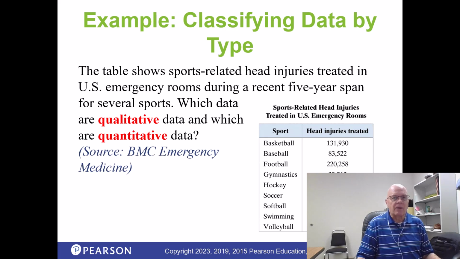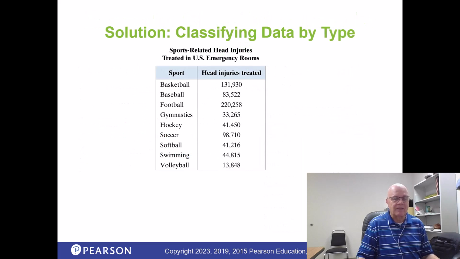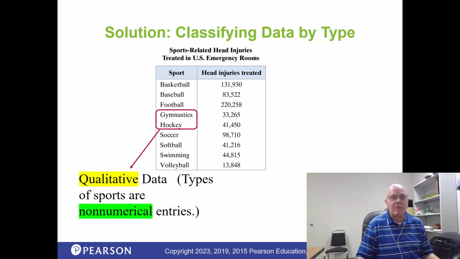And here's the table. And these are qualitative. Gymnastics and hockey are not represented by numbers. You don't have a number 7 sport, which is also called gymnastics. No, that's pretty silly. These are numbers over here. They definitely represent how many of something. So we use the numbers.